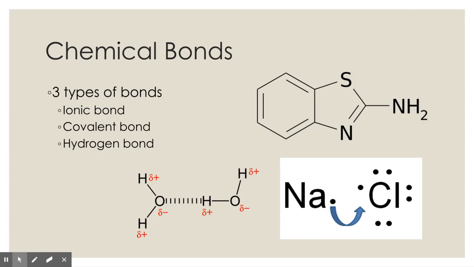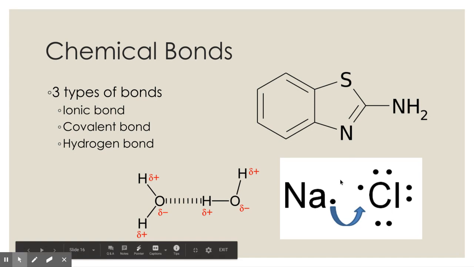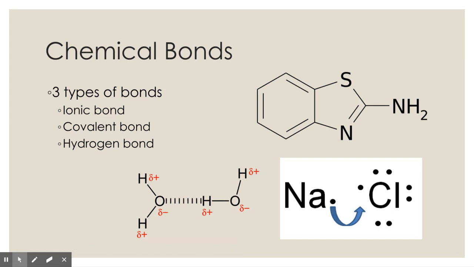There are 3 major types of chemical bonds. The first one is an ionic bond, and that is shown here by our sodium giving away an electron to chlorine, and chlorine is going to take that electron. So that is an ionic bond. We're going to actually give away that electron to another atom, which will take it.